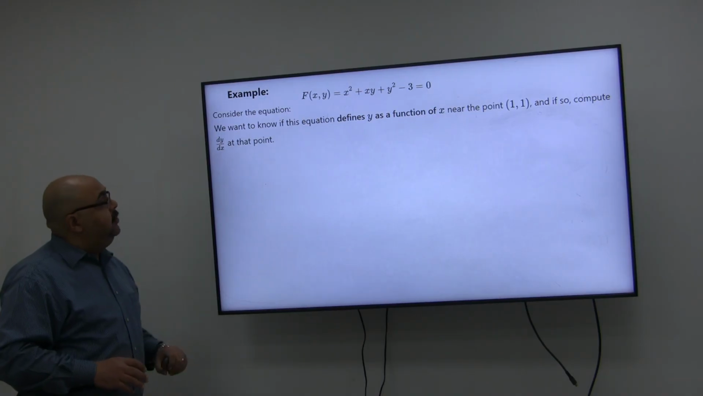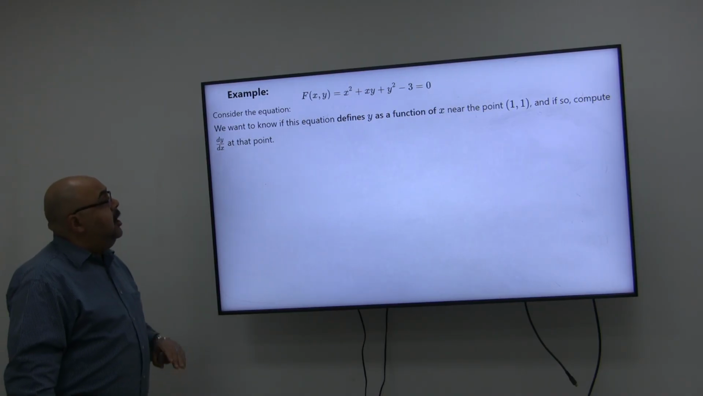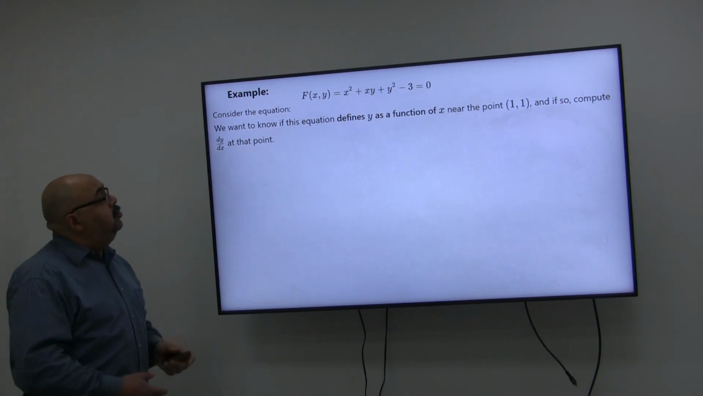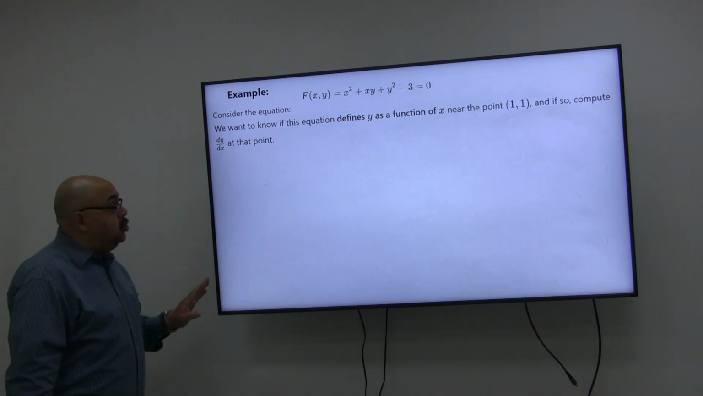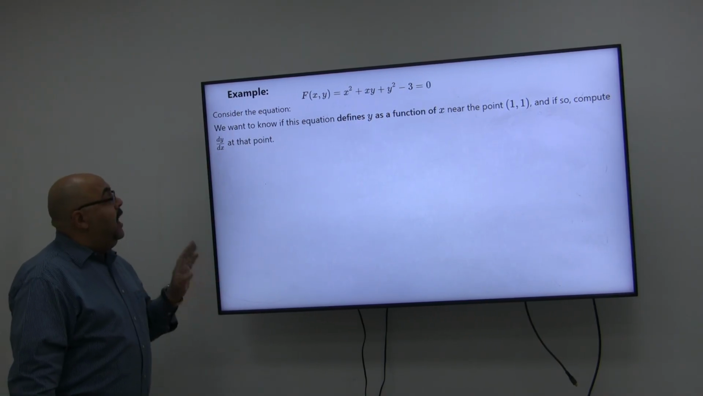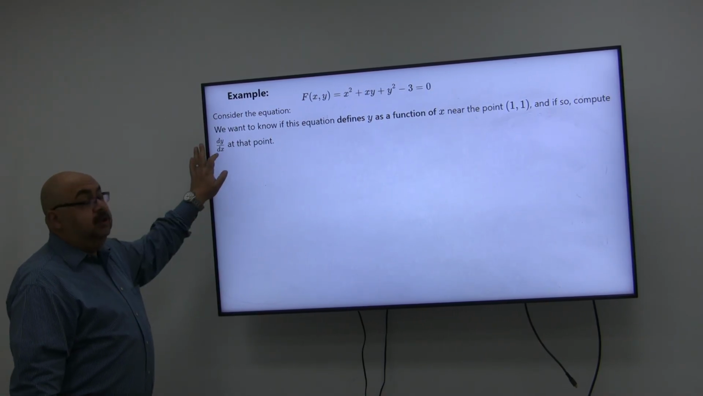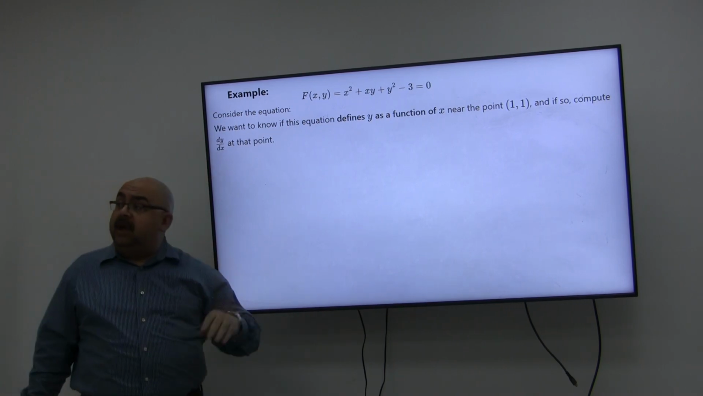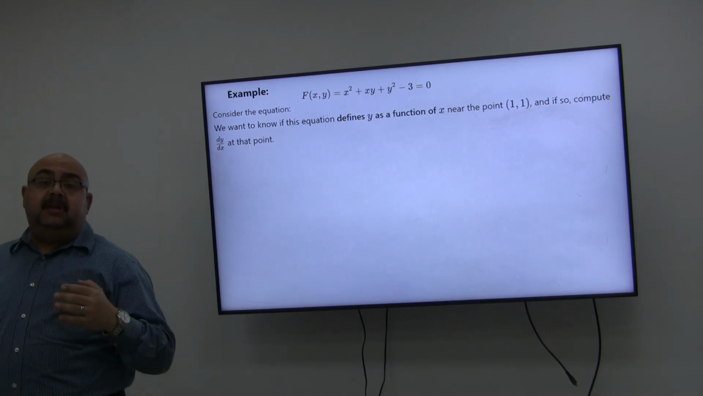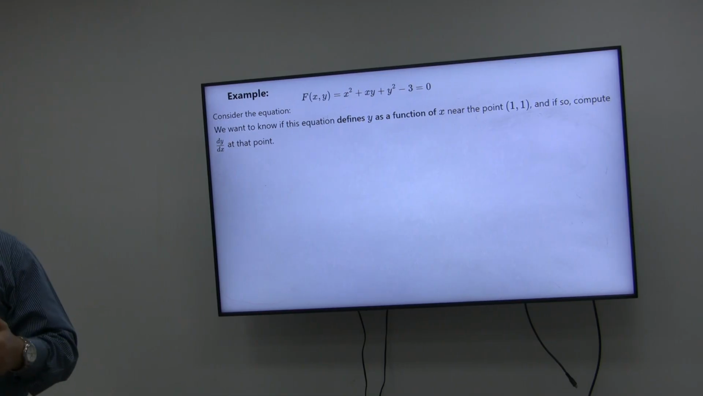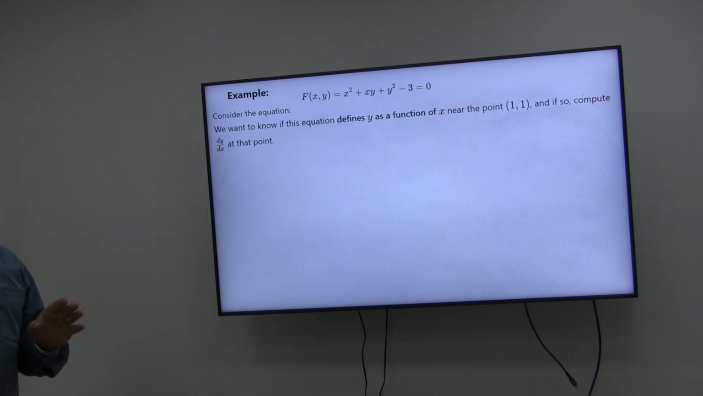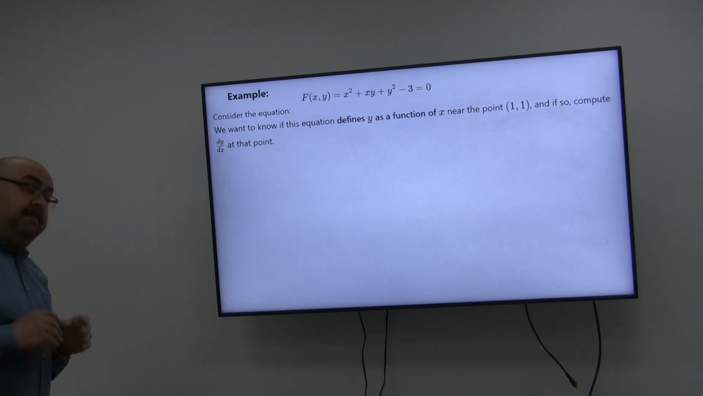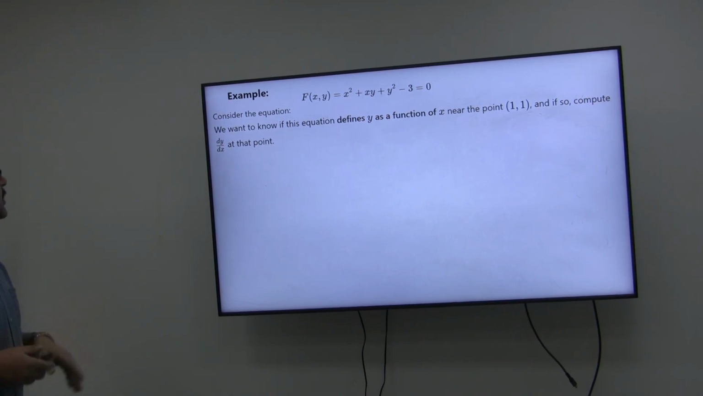So, for example, for this problem, which is x squared plus xy plus y squared minus 3 equals 0, we want to know if this equation defines y as a function of x at the point (1, 1), and also I need to compute dy/dx. As I told you, it's difficult to separate or get y as a function of x, so all I have to do is apply the implicit function theorem, as you will see.